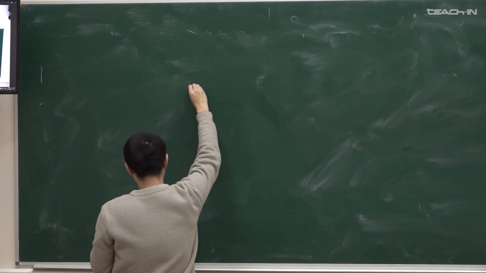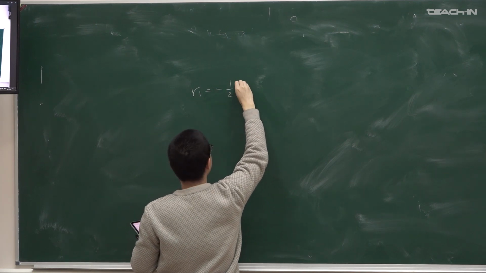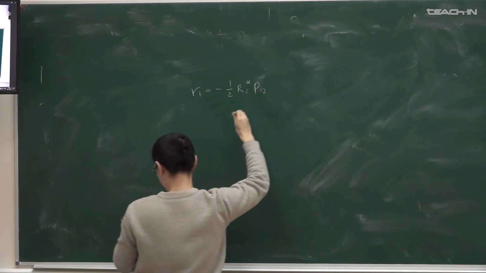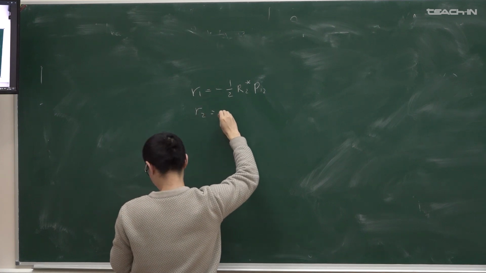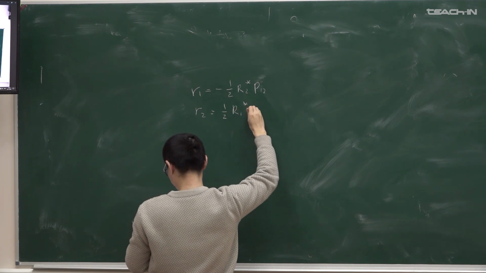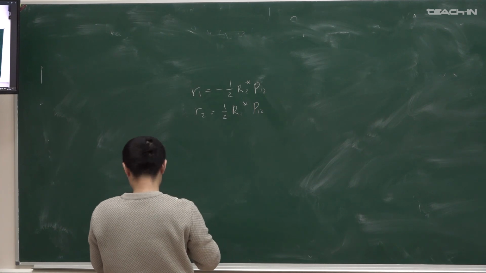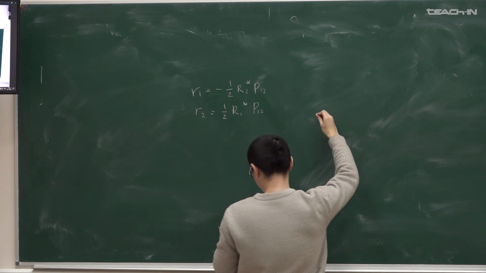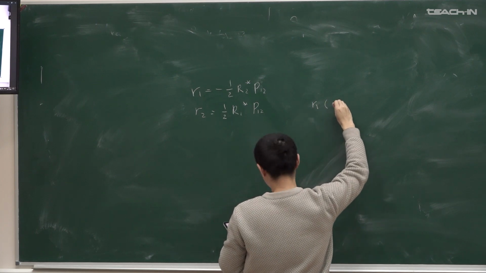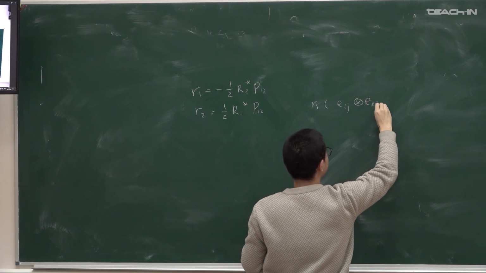So R1 equals minus, by definition, R2 star P12, and R2 equals R1 minus star P, also P12. Yep. And I think to find an explicit form, we can let R1 act on E_ij product B_kl.